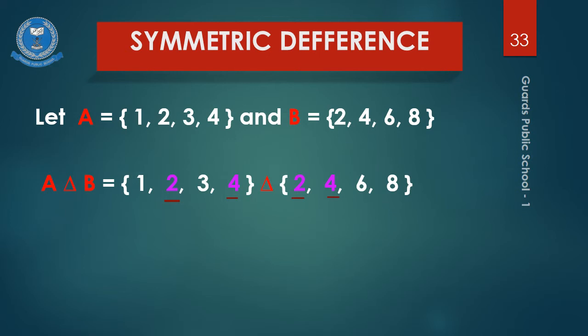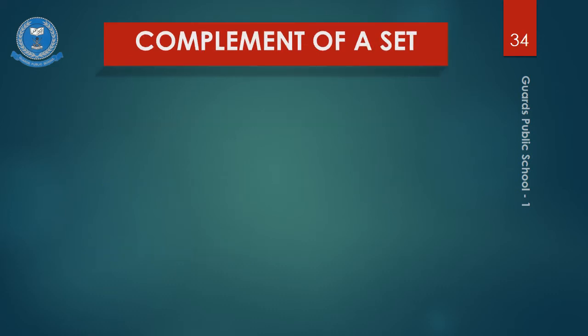We write non-common members. It means in the answer we do not write 2 and 4. Then the remaining non-common members are 1, 3, 6 and 8. Now this is the answer of symmetric difference.